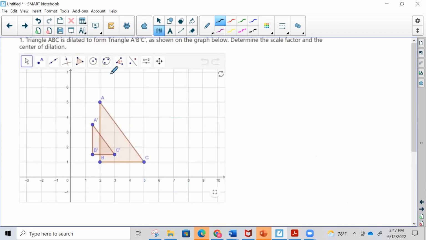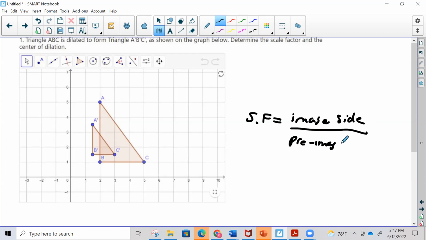Okay, so then we're going to look at another one. We have triangle ABC is dilated to form triangle A prime, B prime, C prime on the graph below. Determine the scale factor and the center of dilation. Okay, so again, the scale factor is the image side length over the pre-image. Again, the image is going to be the smaller one now.